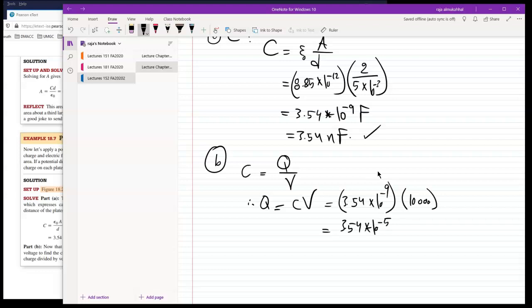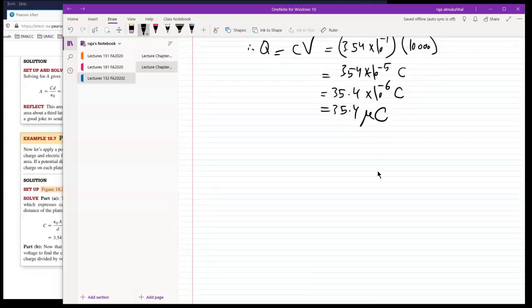And then, I mean, there we go, coulomb, right? Or we can write it in terms of maybe microcoulomb. So in this case, it would be 35.4 times 10 to the negative 6 coulomb, or 35.4 microcoulomb, if you will. Okay.